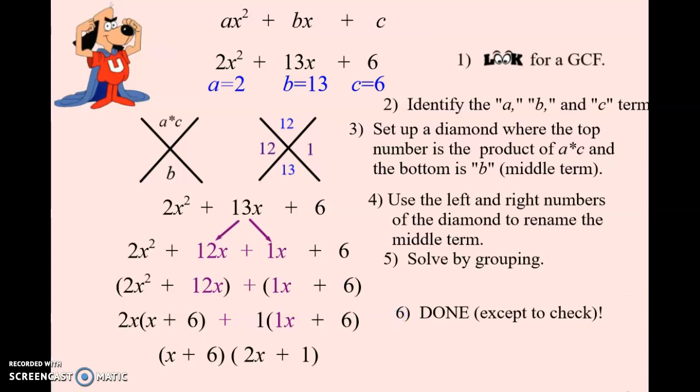The only thing that you have left to do is check. And how would we check? We check by foiling. X times 2x is 2x squared. 1x times 6 is 6x, and 2x times 6 is 12x, for a total of 13 x's, and 6 times 1 is 6. We did it perfectly. Watch again.